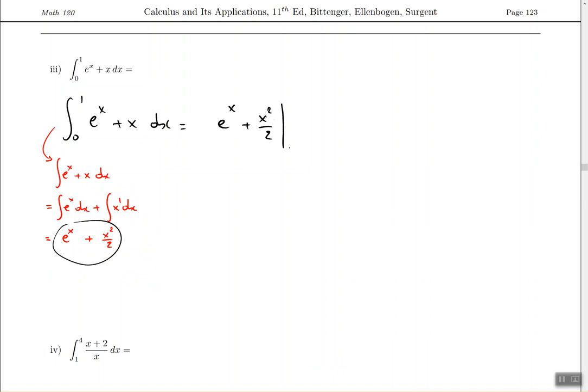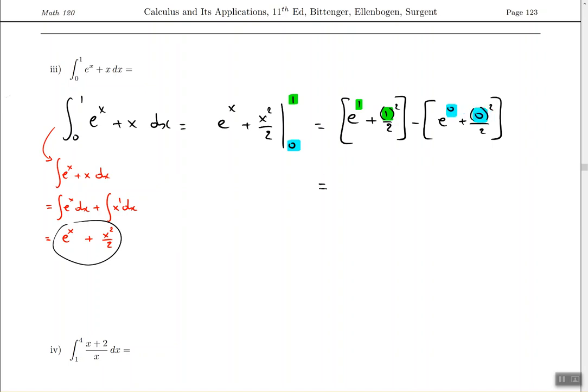And what I have to do next is plug in the 0 and the 1 into my problem. Remember, the 1 is the upper bound, 0 is the lower bound. 1 goes in first, and you get e to the power of 1 plus 1/2. And then the 0 goes in, and when the 0 goes in, we get e to the power of 0 plus 0 squared over 2. As usual, we plug the upper bound first. That's why I'm plugging in the 1 into all the x's. Then we plug in the lower bound. That's why I'm plugging in 0.